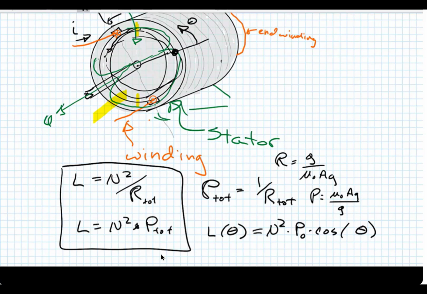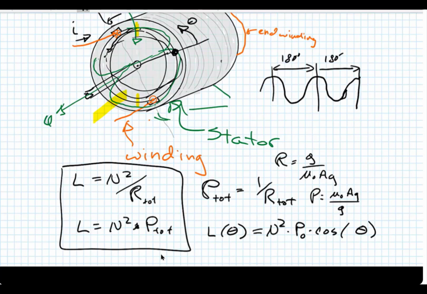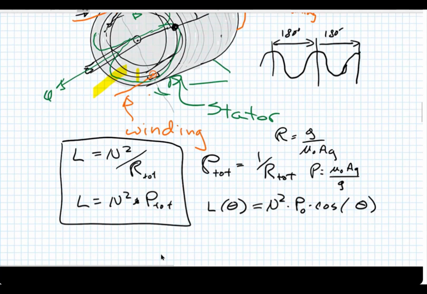If you think of it as a sinusoidal variation, it's going to look like that. This is if it was a sine, so if it's a cosine, this is 180 degrees movement, and then this is the next 180 degree movement here. So it's going to go 2 times, so there's a 2 theta.